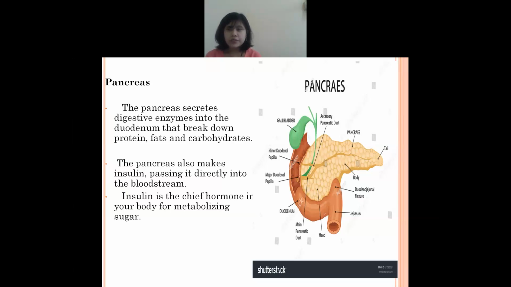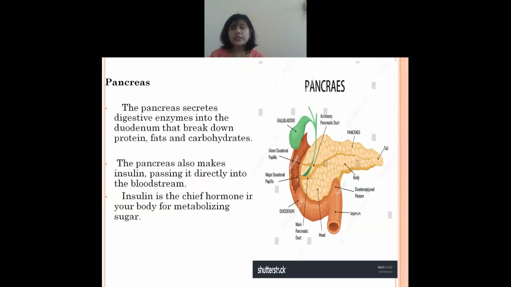Where they will break down protein, fats, carbohydrates. All this they will break down. And also the function of the pancreas is that they will make insulin, means they will secrete insulin, and where will it go? This insulin will go into your bloodstream, and this insulin is responsible for the metabolism of sugar level. Means balancing the sugar level, this pancreas will control it.